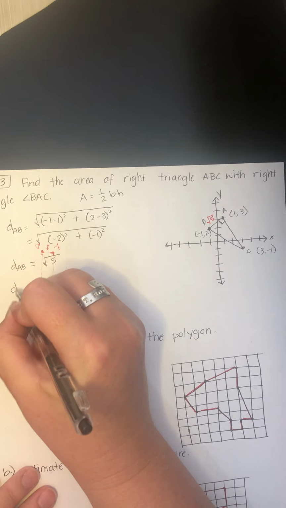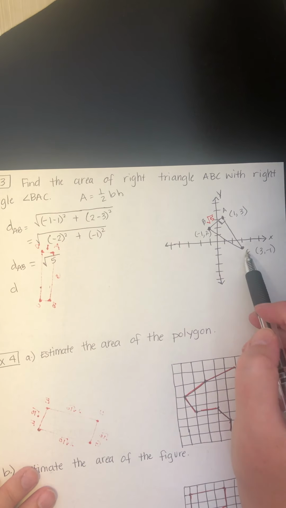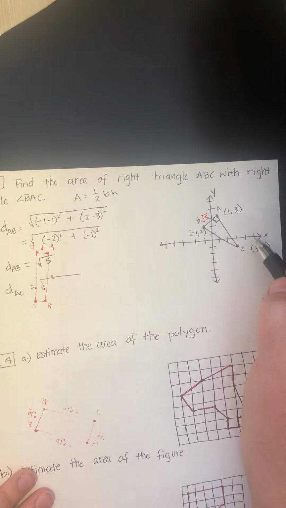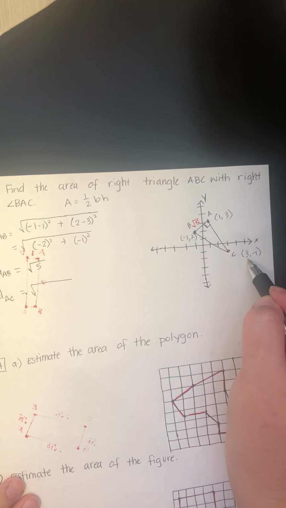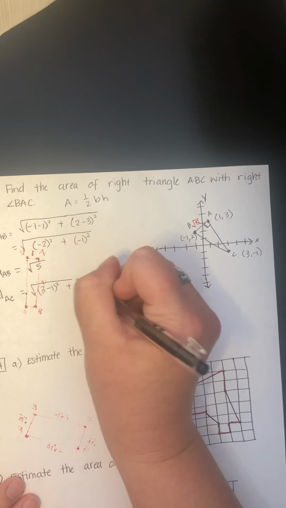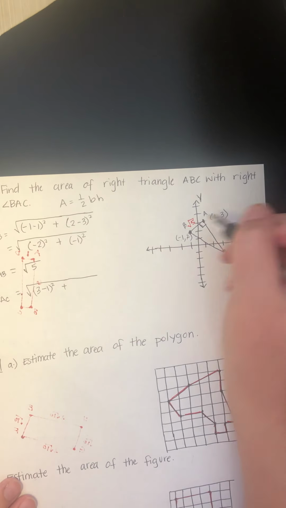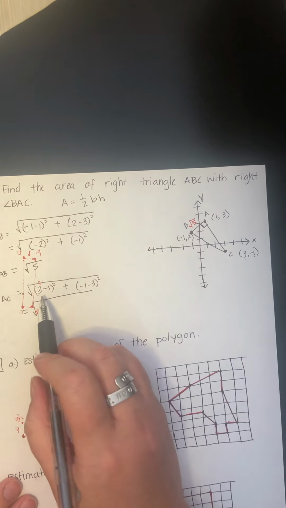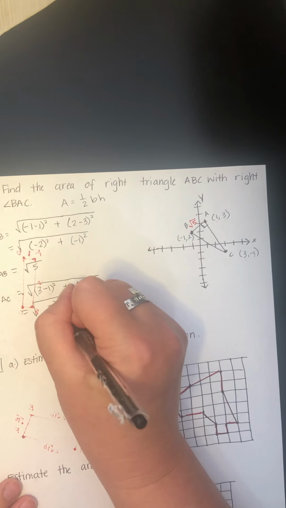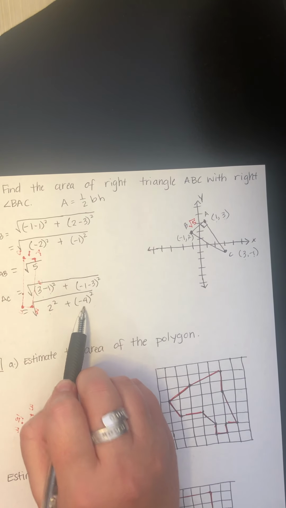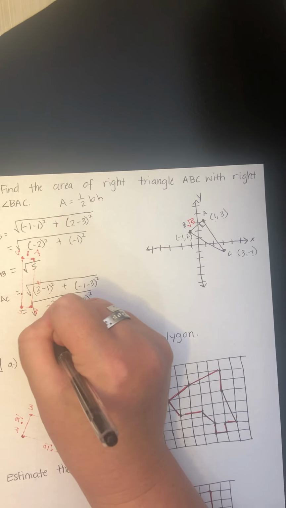The distance now that we're going to look for is from A to C. Square root of x2, which is 3, minus x1, plus y2, which is -1 minus 3. So that's 3 minus 1 is 2. -1 minus 3 is -4. So 2 squared is 4, and -4 squared is 16. So 16 plus 4 is 20.